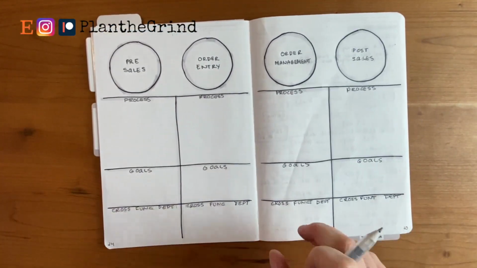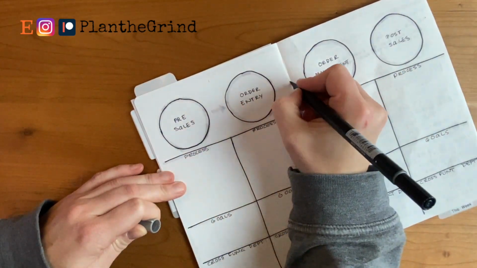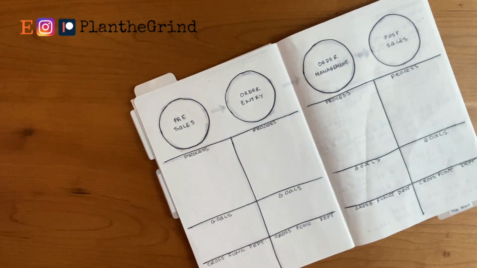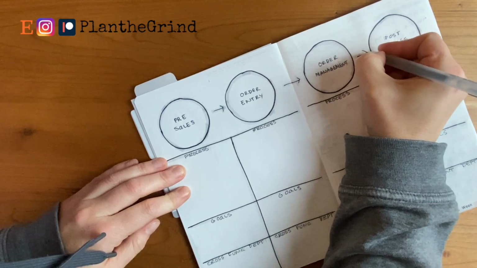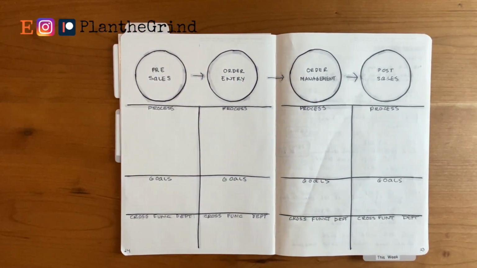Then I think of post-sales, and what does that look like? That looks like returns or questions or tech support, those kinds of things. So those are all the processes that we would do in that area of our group. So I write those all down there in the process section.